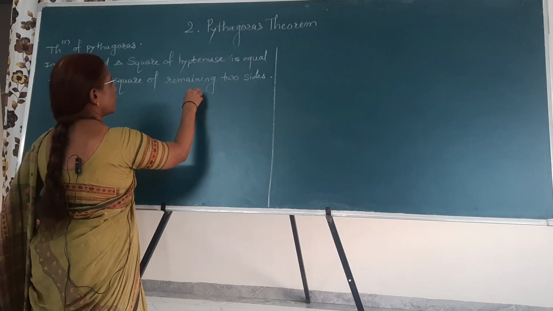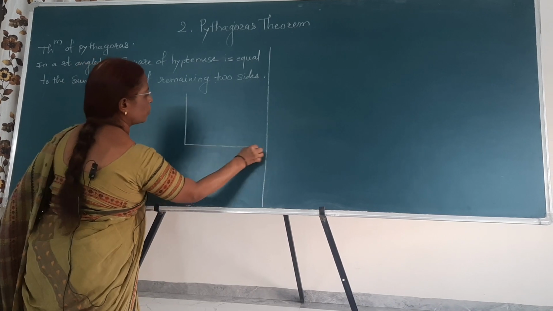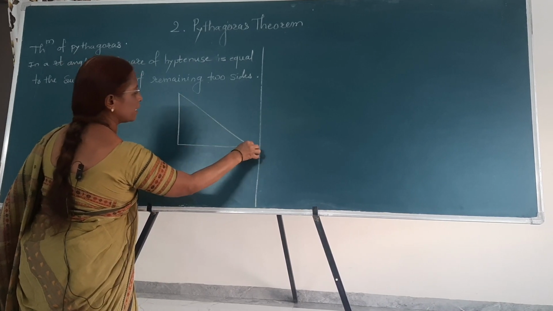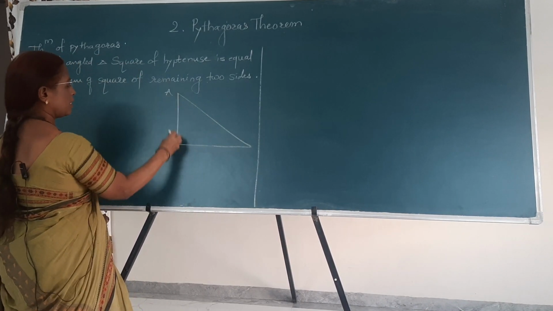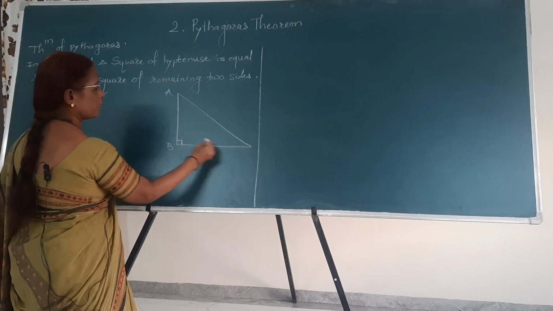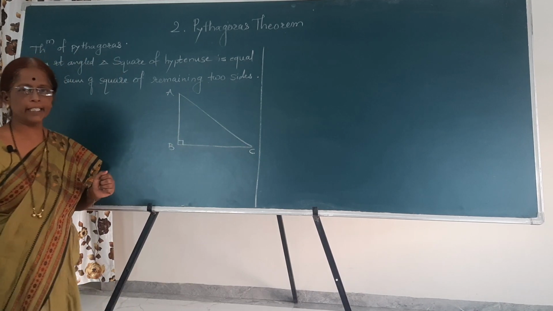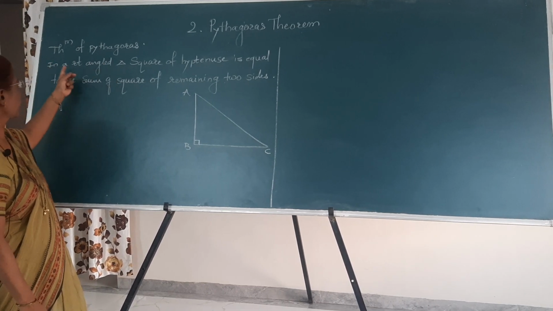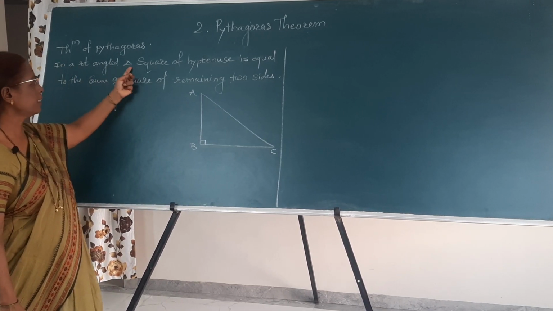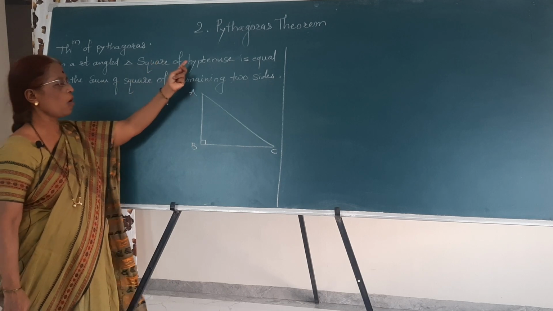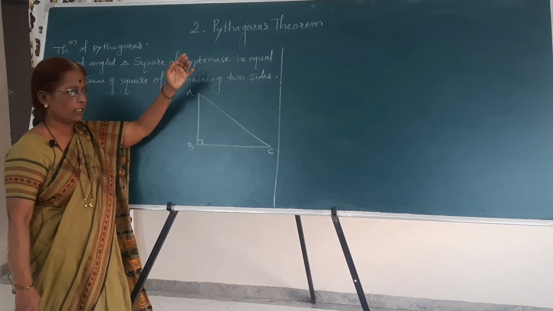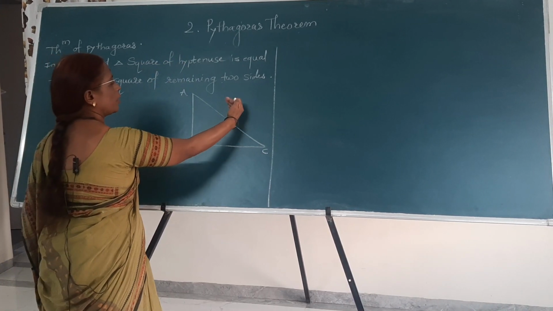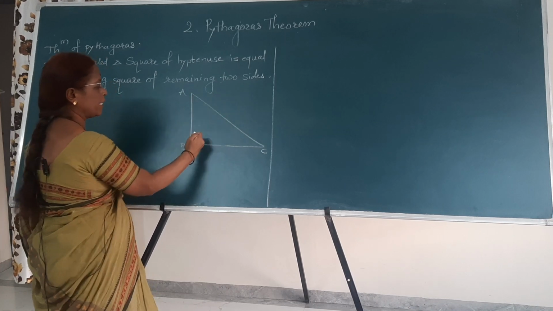Now see, for that we have to draw a right angled triangle ABC. This is our triangle ABC, in which B is 90 degrees, a right angled triangle. See the statement once again: in a right angled triangle, the square of the hypotenuse. Now everybody knows the hypotenuse is the side opposite to 90 degrees.